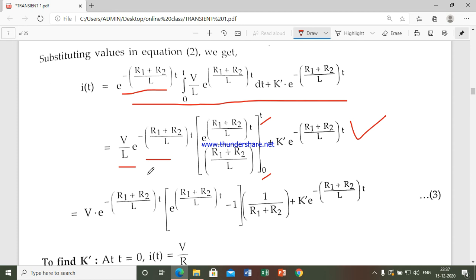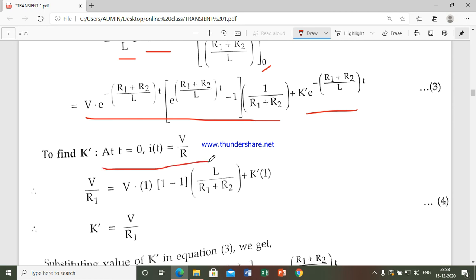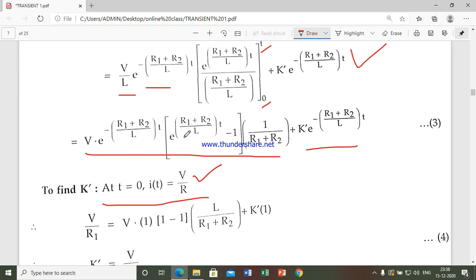And you can see that V into e raised to minus p, this expression is there. If you solve this and simplify, this L and this L get cancelled. So this is the remaining portion, plus this one. Also in this expression, if you want to find k dash, you should substitute the limit. What is that? At t equal to 0, what is the condition? I of t equal to V by R. As we have just seen, whenever t equal to 0, we have I of t equal to V by R. Next, substitute t equal to 0 in the above expression.